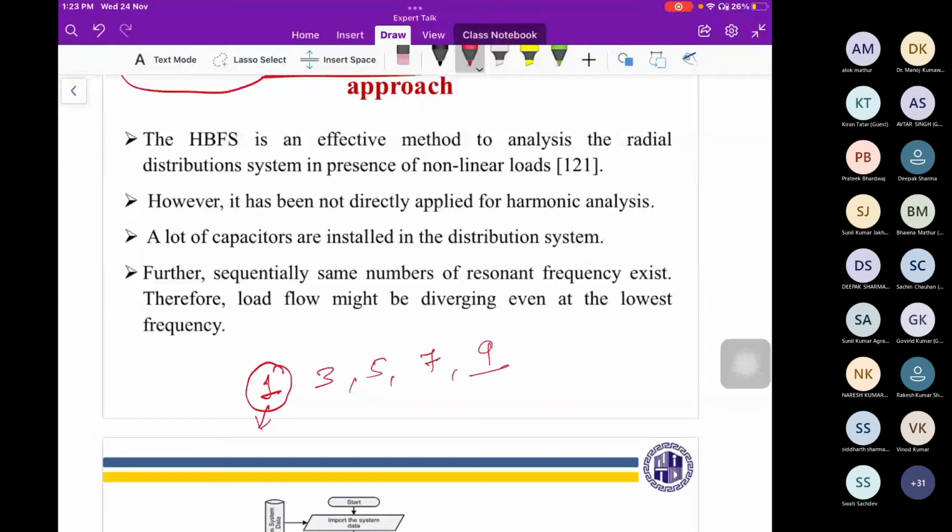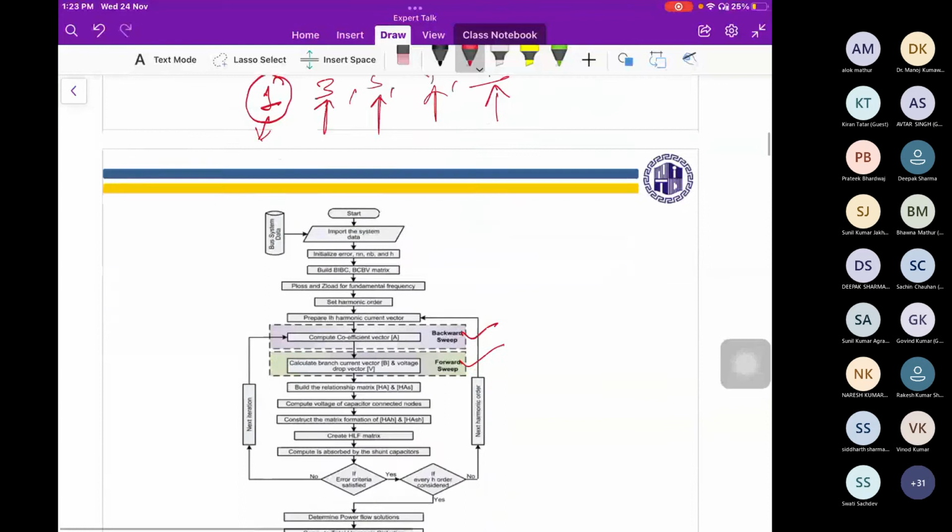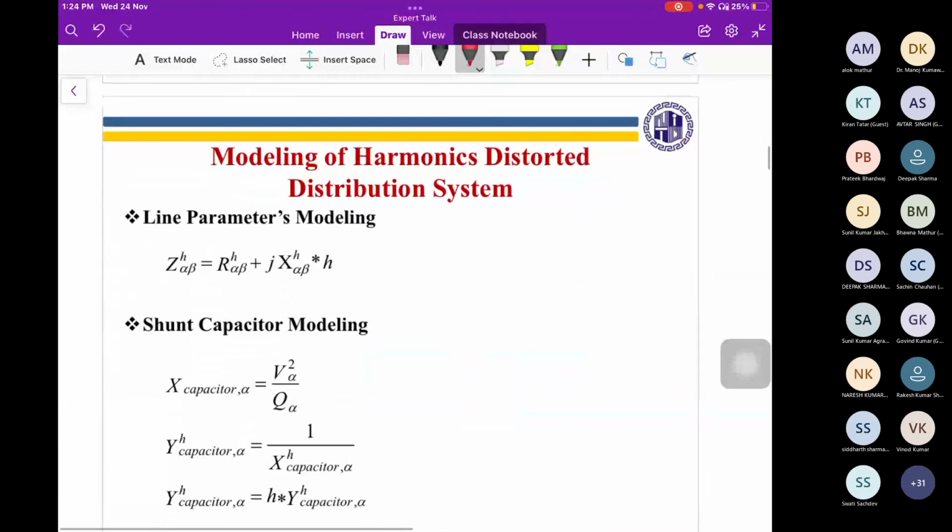But in this condition, we will do it for every frequency: for the third, fifth, seventh, and ninth frequency. After that, we will calculate the combined voltage, losses, and other things. So in this condition, the same backward and forward strategy will be adopted. But the problem is that when the frequency changes for the third harmonic, the frequency becomes 150 hertz.